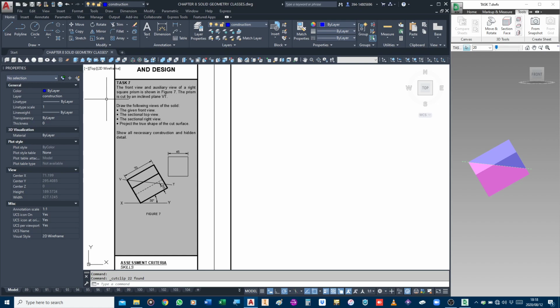Draw the following views of the solid: the given front view, the sectional top view, the sectional right view, as well as then project the true shape of the cut surface. Show all necessary construction and hidden detail.